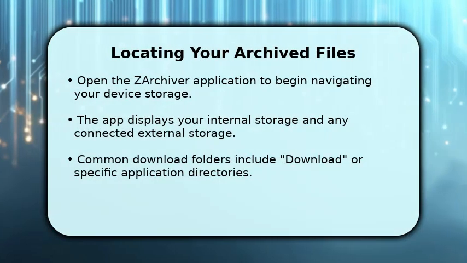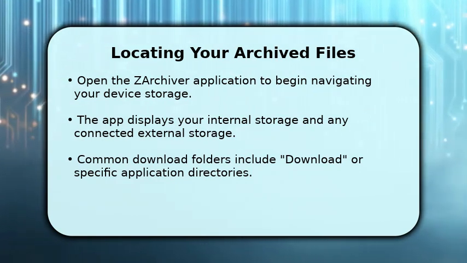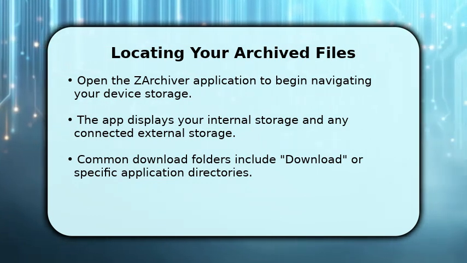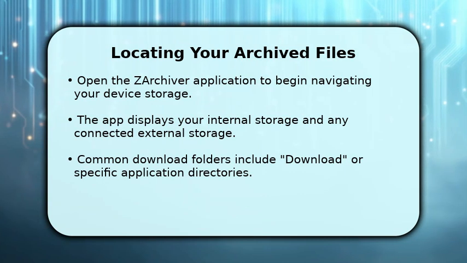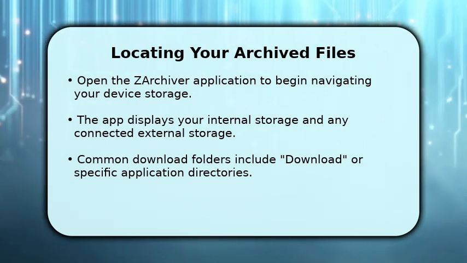To locate your archived files, simply open the Zarchiver application. You'll see a file browser interface, much like your device's native file manager. Navigate through your internal storage or any connected SD card to find the folder containing your archives.